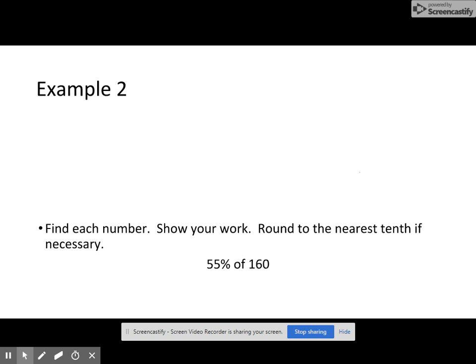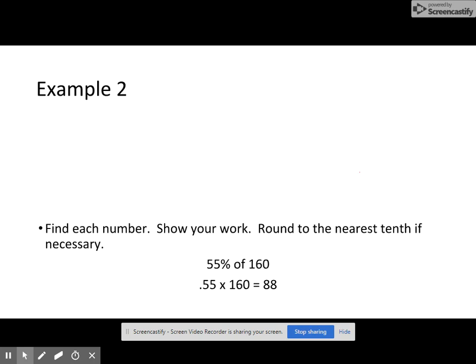Now, as we move on to example 2, this would be a good time to pause your video, because I'm going to give you time to work the problem and then select your answer and see if it matches up with the answer that we came up with. So 55% of 160, you're going to do the same thing here. You're going to move the decimal 2 places to the left, and then you're going to multiply times 160. So if you haven't done it already, pause your computer to work that out. And then I'm going to go ahead and talk about the answer.